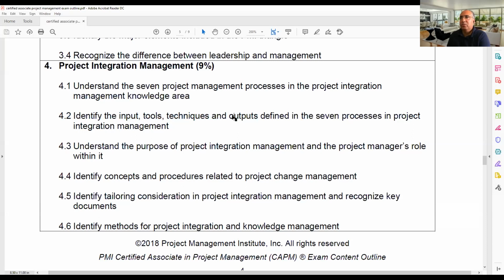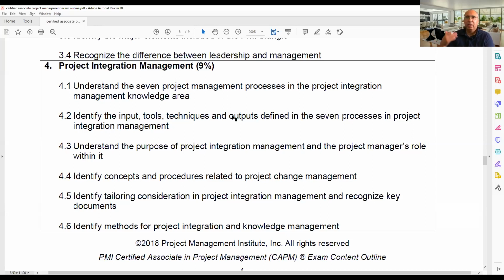ITTOs are the best thing for understanding this. Integration is basically bringing everything together. In there you have to understand the inputs, mainly the OPAs and the EEFs. Those are the main inputs. And if you're making a project charter, you need, for example, a business case. Those are the inputs for that, and then the tools mainly are meetings, expert judgment, and other data analysis. Those are the tools and techniques, and then the output is the result of that.